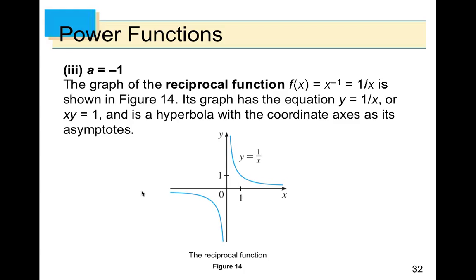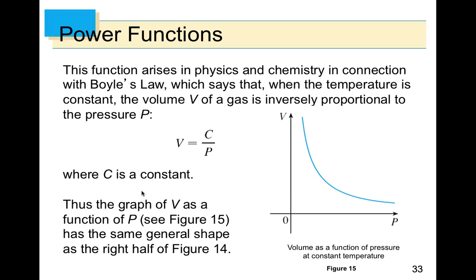The equation y equals 1 over x, or xy equals 1, is actually just a hyperbola with the coordinate axes as its asymptotes. This function arises in physics and chemistry in connection with Boyle's law, such that when the temperature is constant, the volume V of a gas is inversely proportional to the pressure P. So the equation for Boyle's law is V equals C over P, where C is a constant. Thus, the graph of V as a function of P has the same general shape as the right half of figure 14.